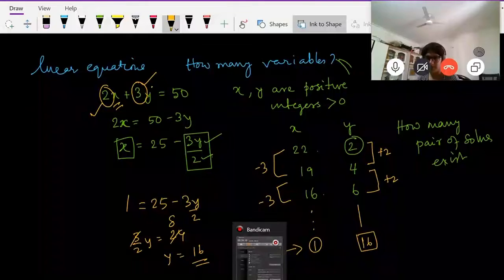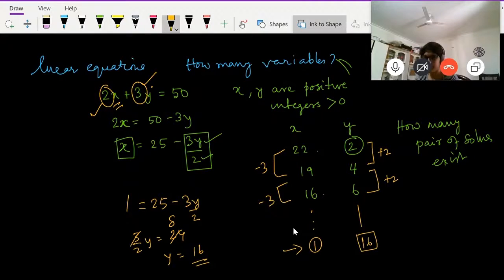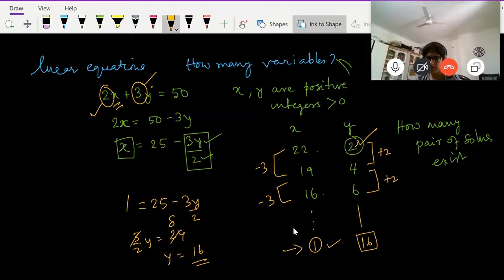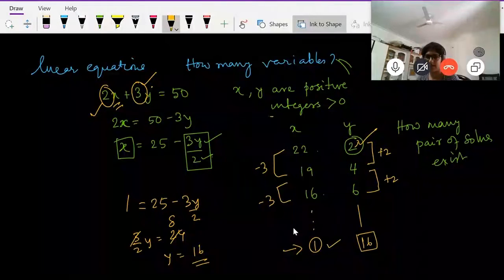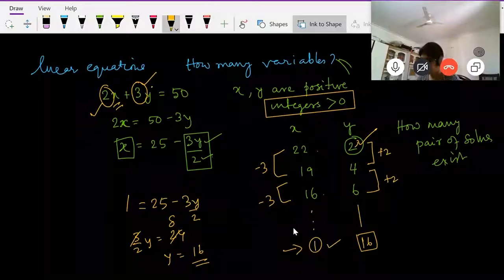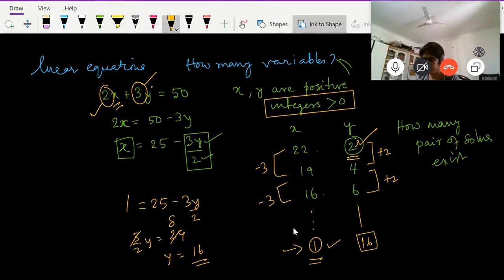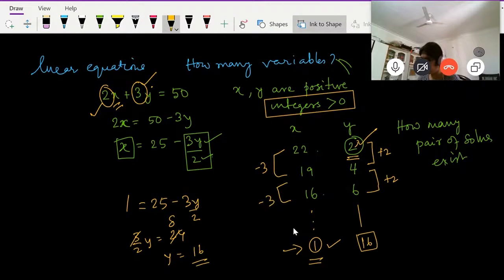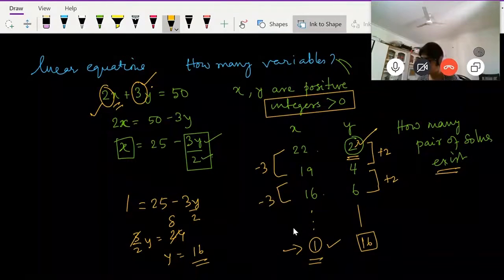Clear? So y cannot go, see, I started off with the minimum value of y and I ended with the minimum value of x, because we are told that both are greater than 0. So this is my boundary condition logically, right? So therefore, now can I say how many solution pairs are there?